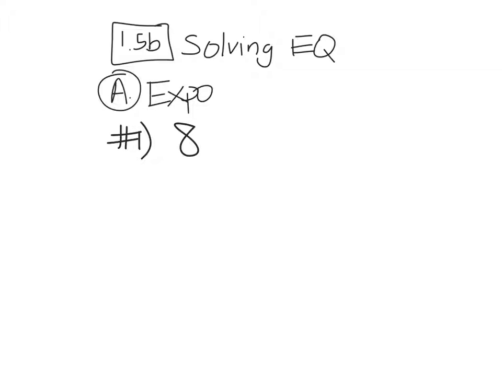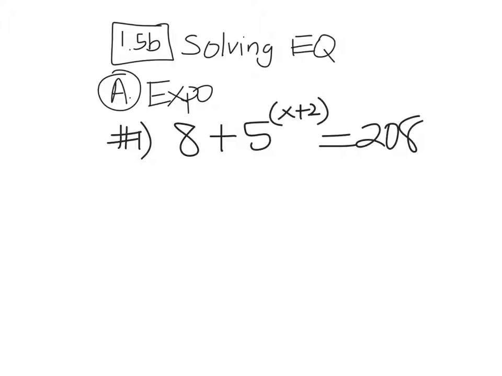Here we go. 8 plus 5 to the x plus 2 is equal to 208. We'll round to 2 decimal places if you need to. We're trying to find out what x is. Here's a very complicated equation to solve. We're going to subtract 8 first so that we isolate the power part. So I get 5 to the x plus 2 equals 200.